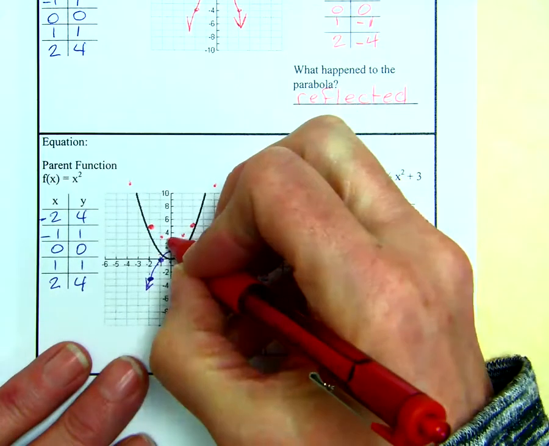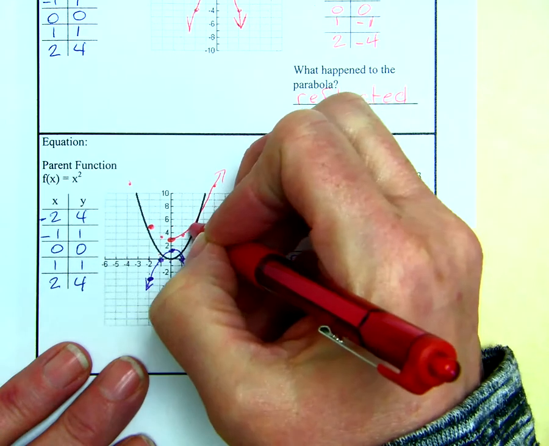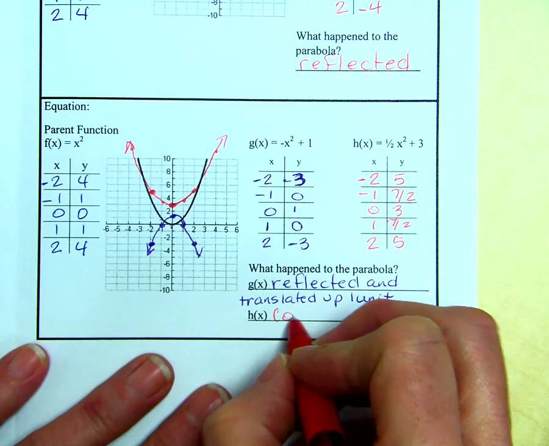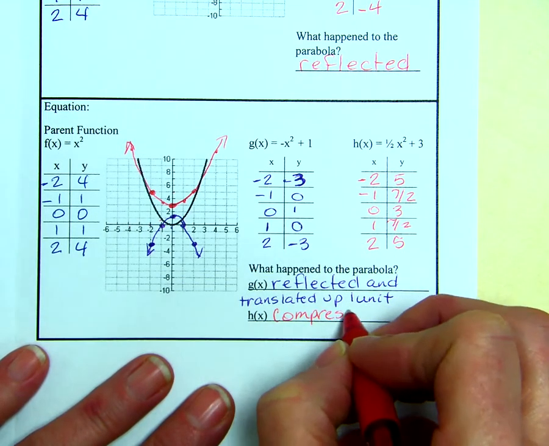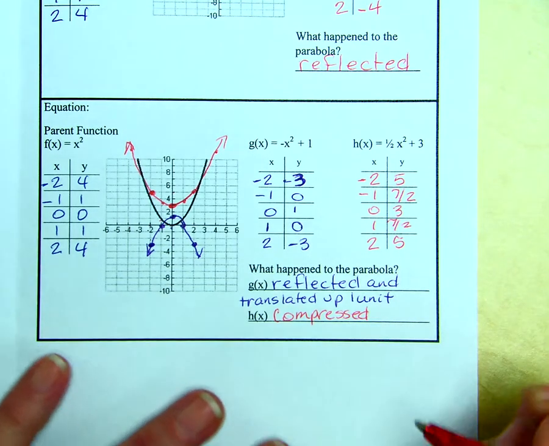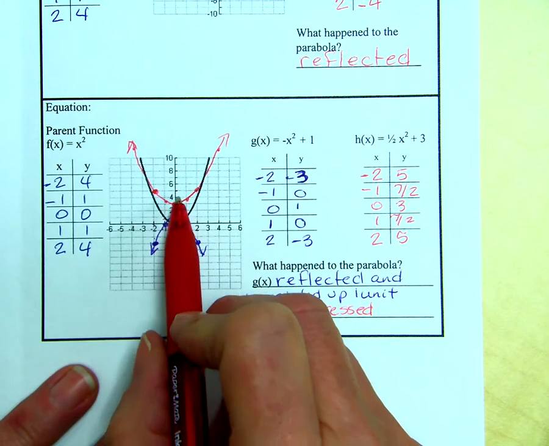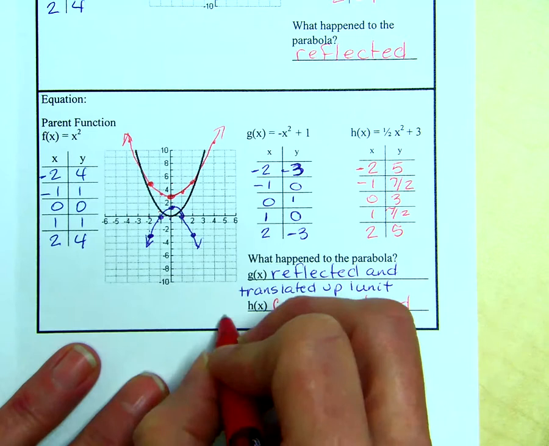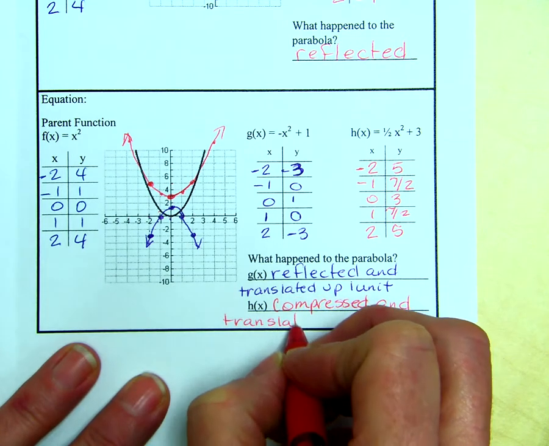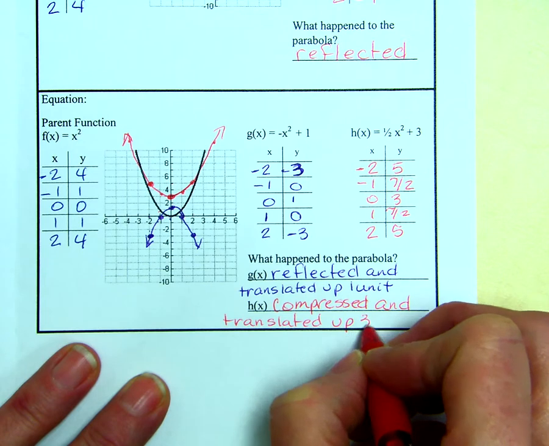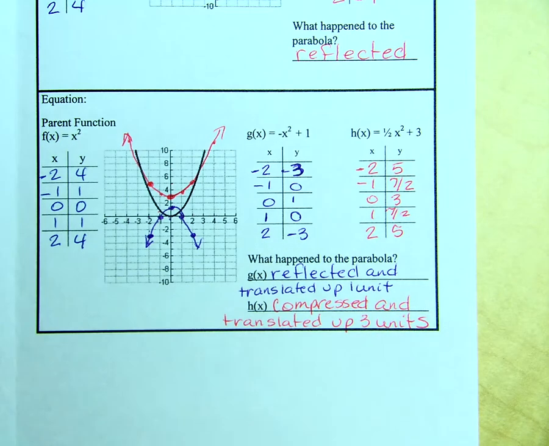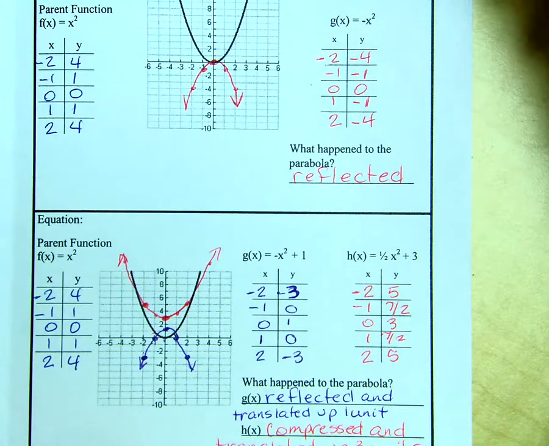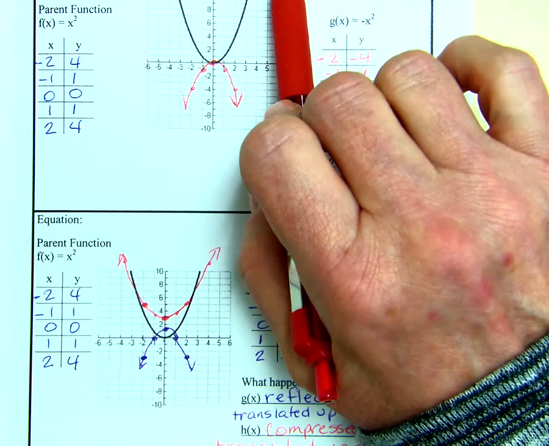So, trying to shoot for that, we can see that this one got wider. So this one was a compression. There was no reflection. It could have been, but there was no reflection, but this one was compressed, but it was also, this vertex was moved up 3 units. So it was compressed and translated up 3 units.